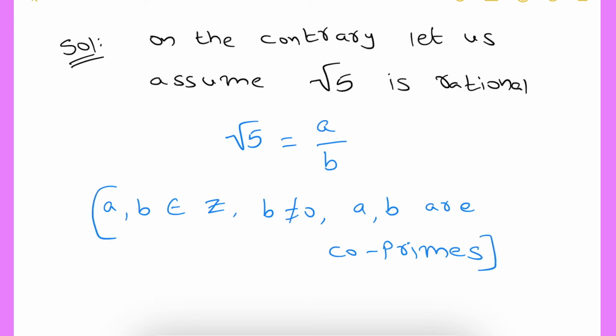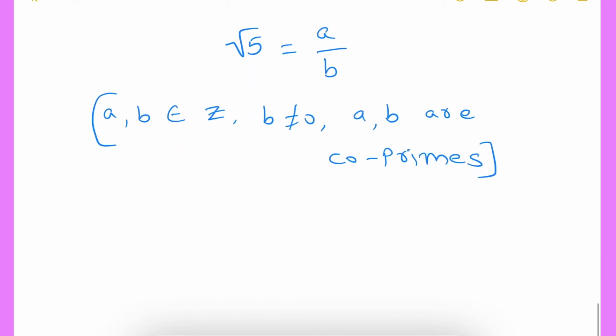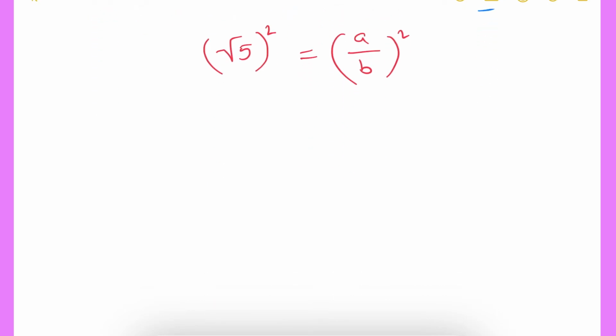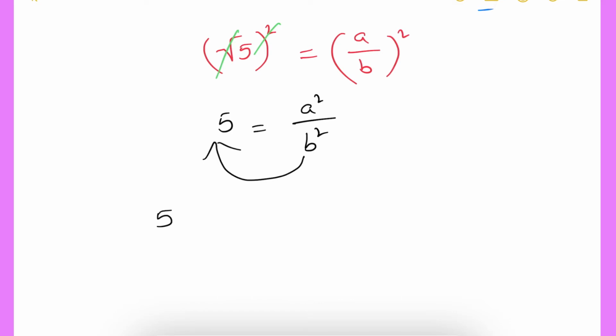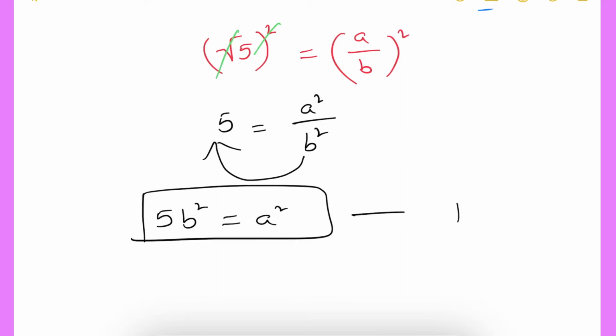Okay, now let us simplify this further. Root 5 equals a by b is there. I will do squaring on both the sides. So we will get root 5 whole square equals a by b whole square. Let us simplify. Square root and square both will get cancelled. Then we remain with 5 equals a by b whole square, which can be written as a square by b square. Now bring b square to the left side. So we get 5 times b square is equal to a square. Make it as equation 1.